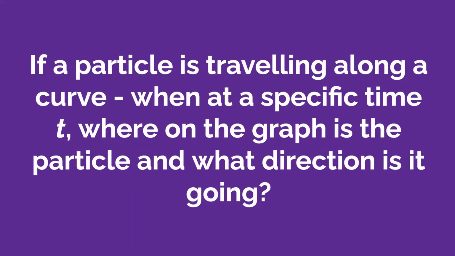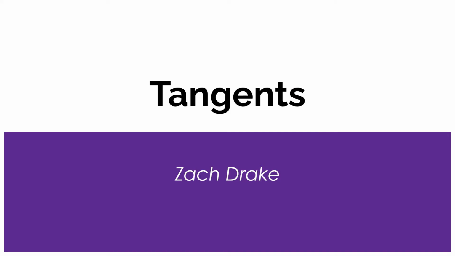If a particle is traveling along a curve, when at a specific time t, where on the graph is the particle, and what direction is it going? Well, of course, the answer to this particular question varies depending on what time t is and what the curve is. But there is a way in which we can figure it out for each particular example. And that's the topic of this presentation today. Today I'm going to be talking about tangents. When I was researching this, I found tangents were a great way to answer this question.